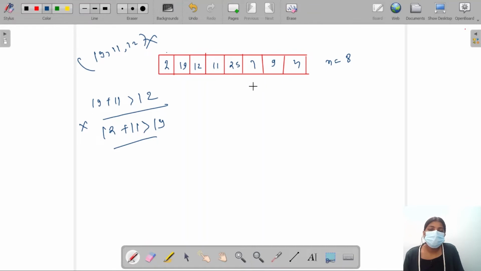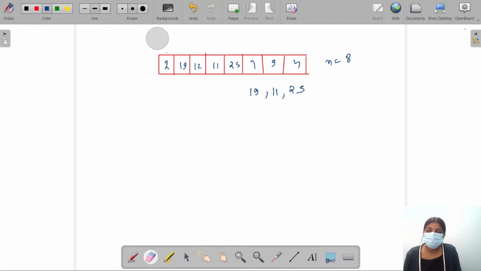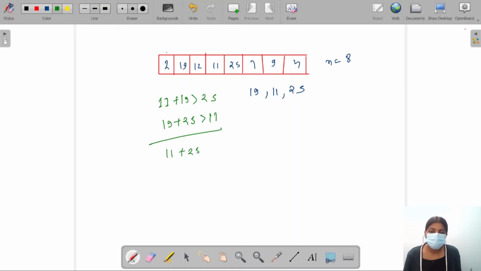Now I take another combination, that is 19, 11 and 25. I check if 11 plus 19 is greater than 25. Yes, it is greater than 25. And 19 plus 25 is also greater than 11. And 11 plus 25 is also greater than 19. So these three sides form a triangle. Now I calculate the perimeter, and here the perimeter is 55.